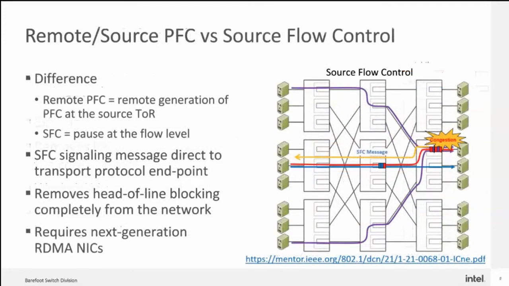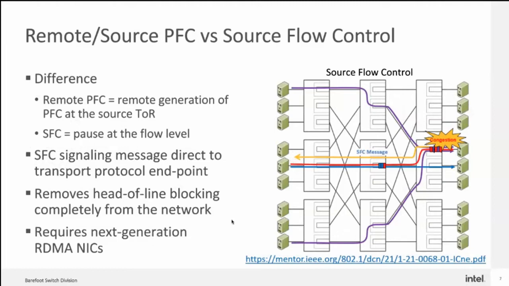And if we now move on and compare this to source flow control, again, the same image, but now what happens is we pause the sending flow directly. So there's no PFC involved anymore, and that means we get completely rid of any chance of having head of line blocking or interfering with traffic that's not directly involved here. And that's of course the goal. That's the goal we are working towards.